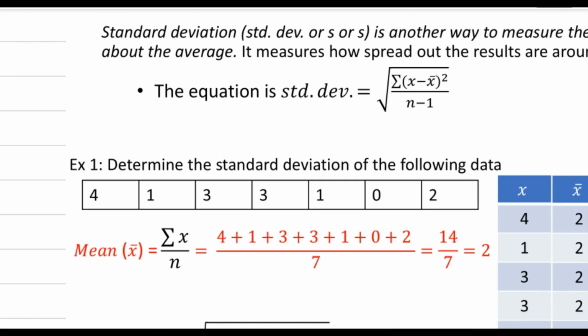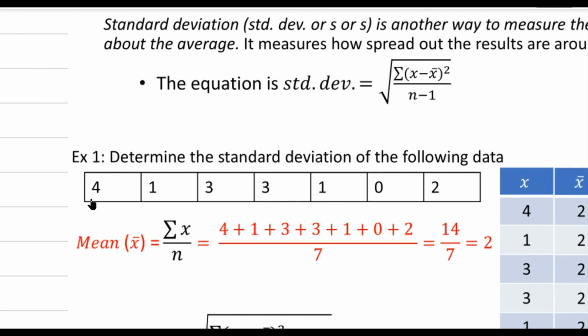So look at the data that we have here. We have this sample of data. If we add these together, 4, as you can see, plus 1, plus 3, plus 3, plus 1, plus 0, plus 2, divided by how many data we have, 7 data here, this will give you the mean.